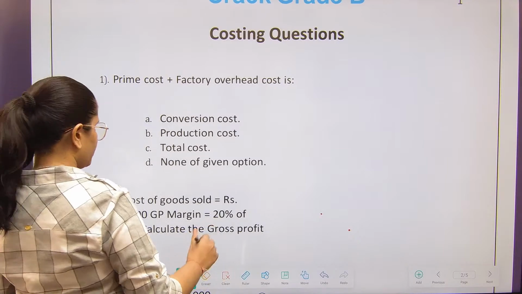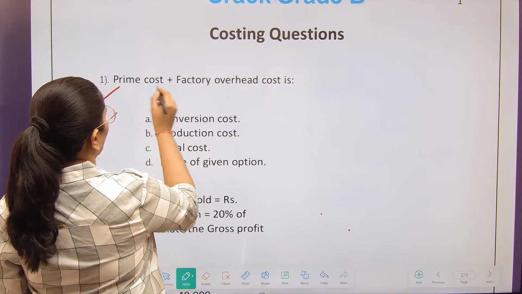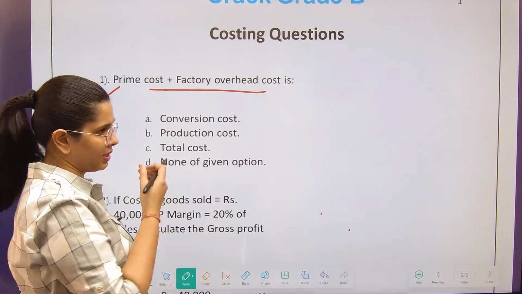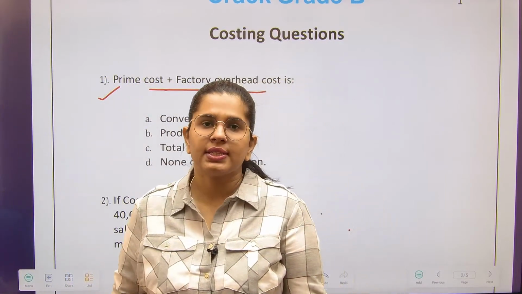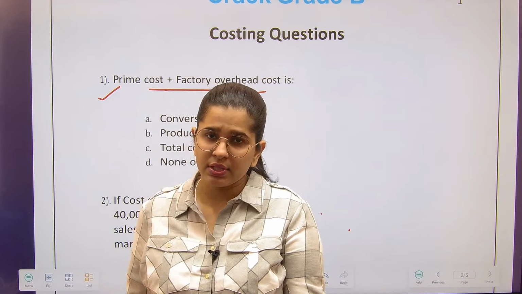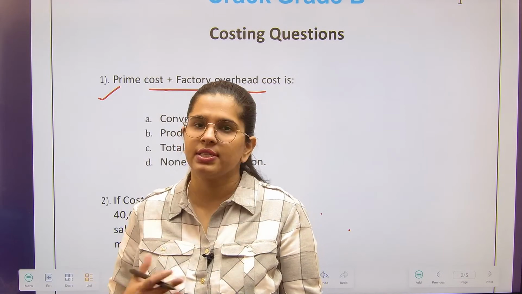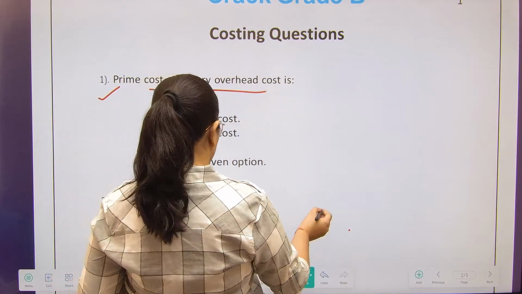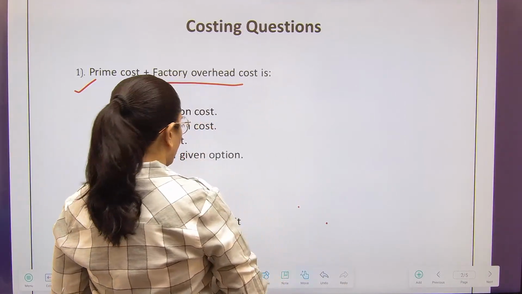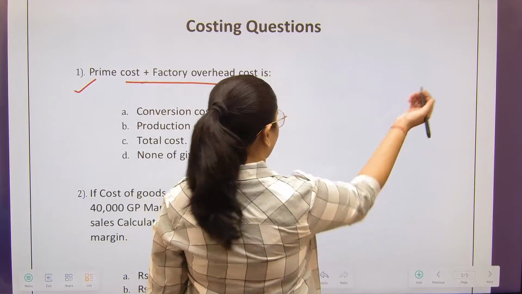So costing questions, number one question: your prime cost plus factory overhead cost is. So I am pre-assuming that you must have seen my costing videos. Even if you have not, let's just discuss in brief how your cost sheet flows so that you can have a good idea of what types of costs there are, right?